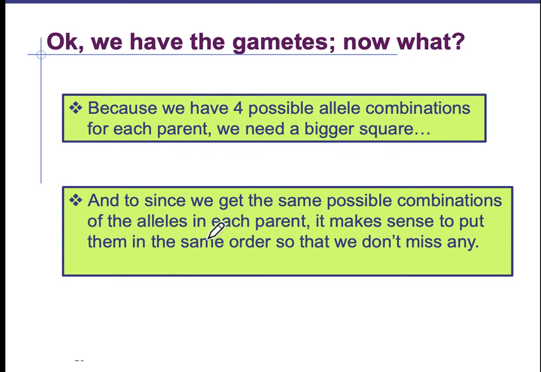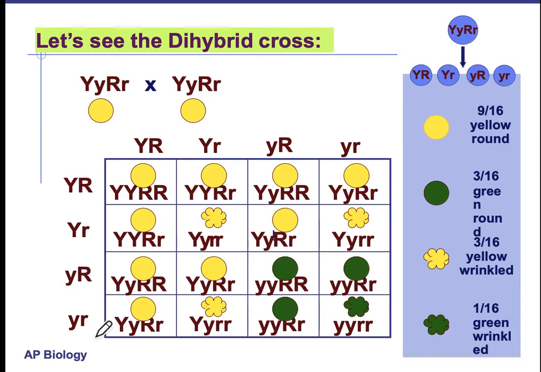Okay, so we have the gametes. Now what do we do? Because we have 4 possible allele combinations in our gametes, we need a bigger square. And since we need the same possible combinations in each parent, we can actually put them in the same order on the Punnett square to make it a little simpler for us to follow. So that's what we do.